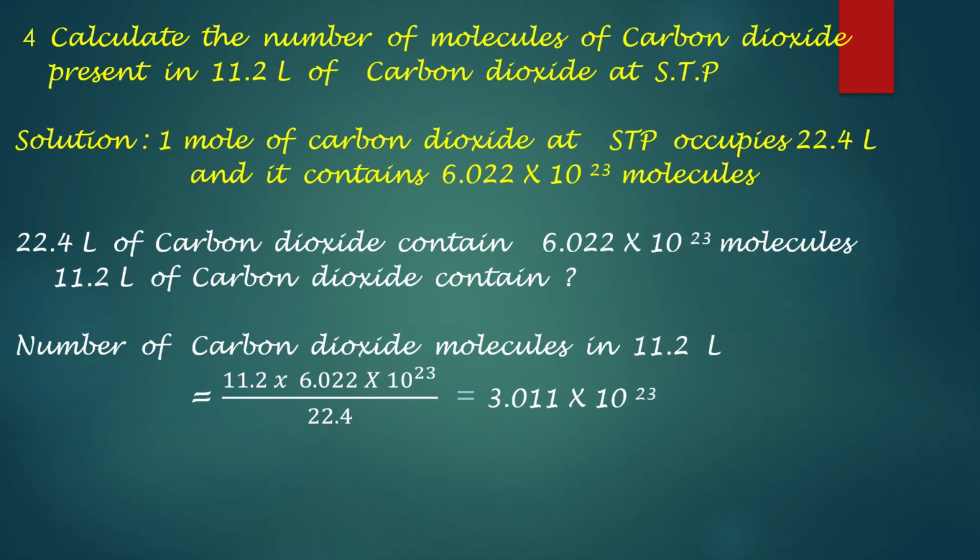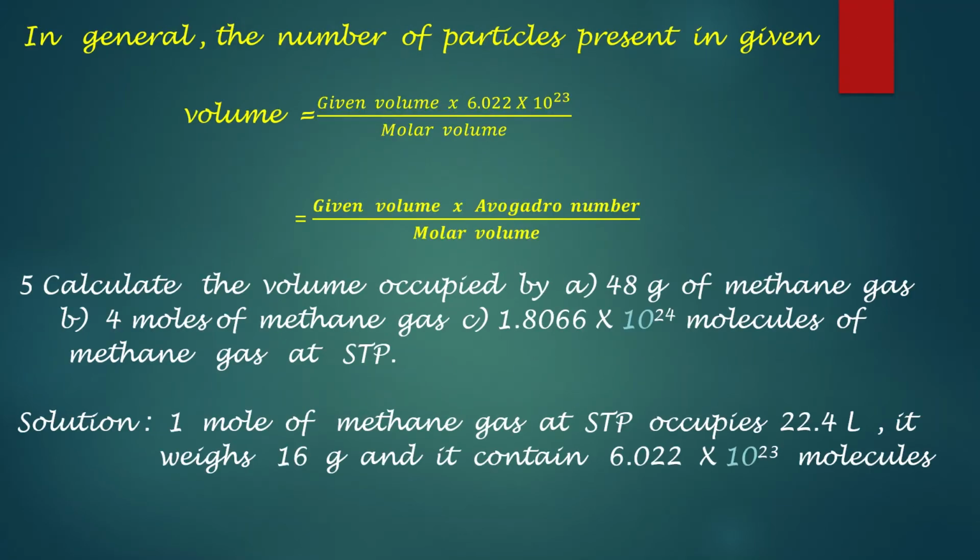Now in this problem we have divided the given volume by the molar volume and then multiplied with the Avogadro number. So that gives the number of molecules present in the given volume of the gas. So in general, remember this formula: the number of particles present in a given volume equals given volume × 6.022 × 10^23 divided by molar volume, or given volume × Avogadro number divided by molar volume. Now let us take the next problem.